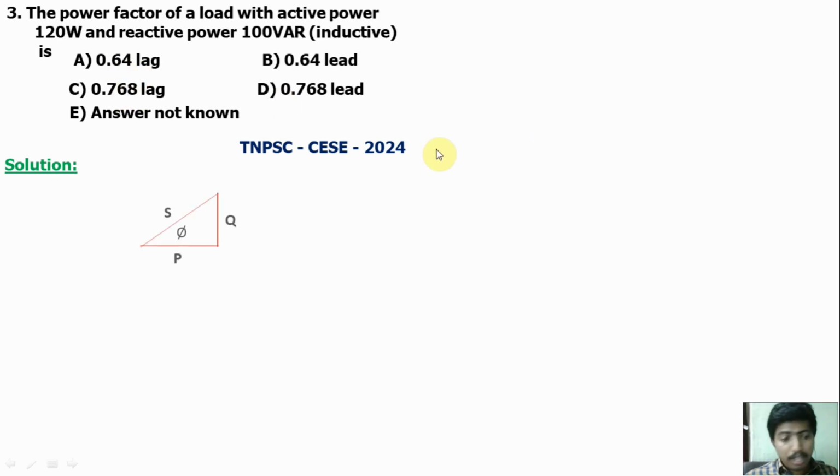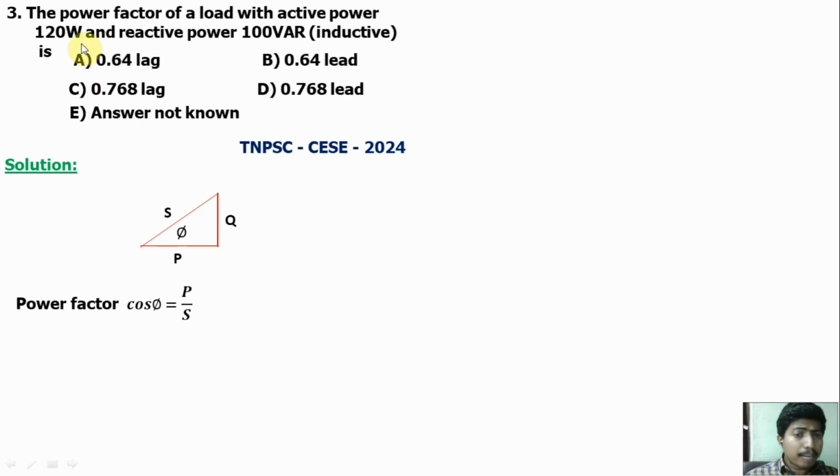Okay. We know the power triangle. P is the real power, Q is the reactive power, S is the apparent power or complex power. So from that, power factor cos phi is equal to real power by complex power.